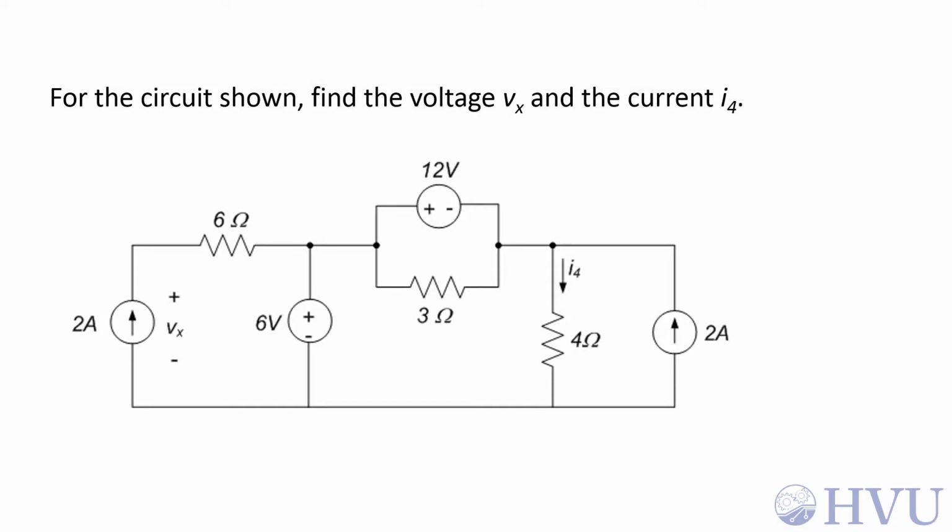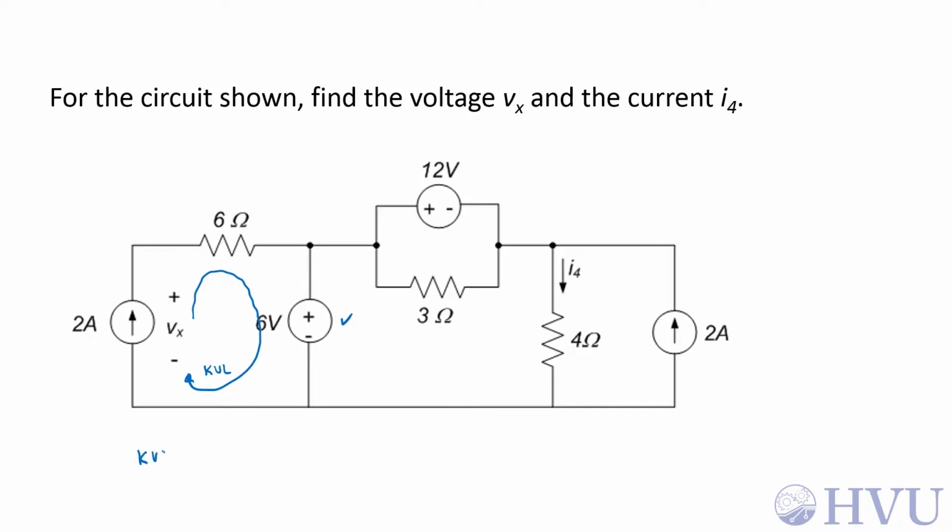Okay, we want to find the voltage V sub x across the source. Let's do that first before we worry about the current I4 through the 4 ohm resistor. I'm trying to find a voltage, so I'm probably going to use KVL. Let's try KVL around this loop. Because I know the voltage across that source, that only leaves me with an unknown voltage across this resistor.